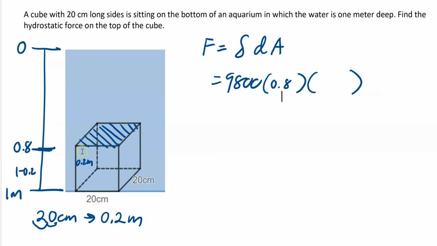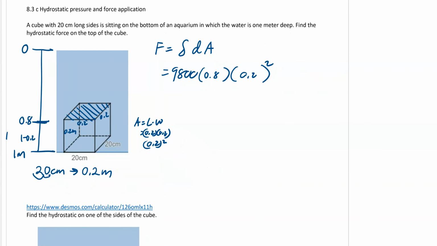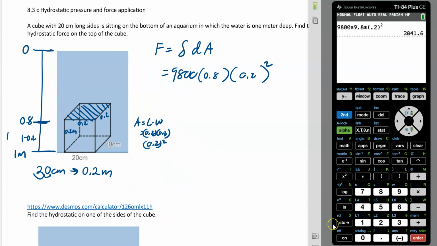Now, what is the area that we are applying that to? That's what we need to know now. We have our pressure, delta d, so our pressure there was 9,800 times 0.8. Now we need to apply that pressure to this area. Well, it's just 0.2 times 0.2. The area is length times width, which is 0.2 times 0.2, so that would just be 0.2 squared. Now we can plug it into our calculator and find out what that is.